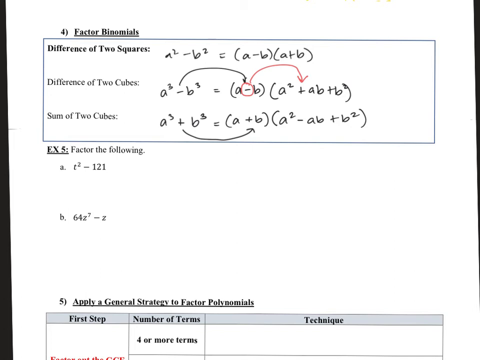All right, so let's take a look at these. So the first one, let's see, what does this look like? Well, it's a binomial, so two terms. There's a minus sign. Oh, and I see a square, so I think this is going to be the difference of two squares. Let's see. Can I write this as two things squared? Well, this is t squared minus, and let's see, 121. That's 11 squared. So I have found my a and my b values. My a value is t, and my b value is 11.